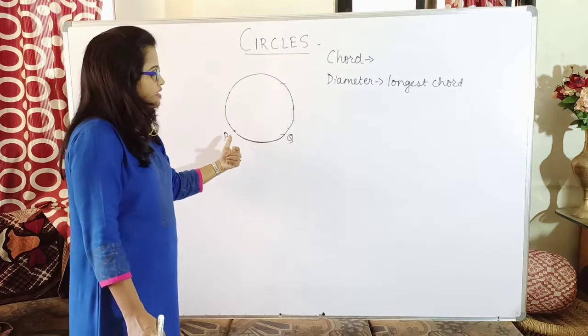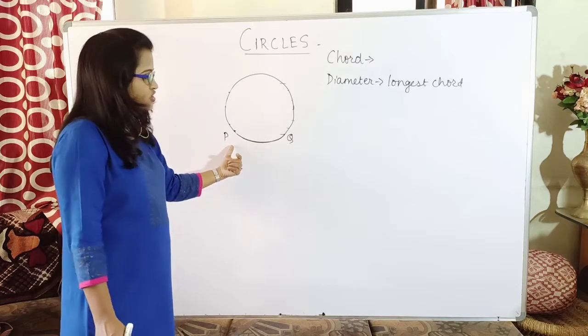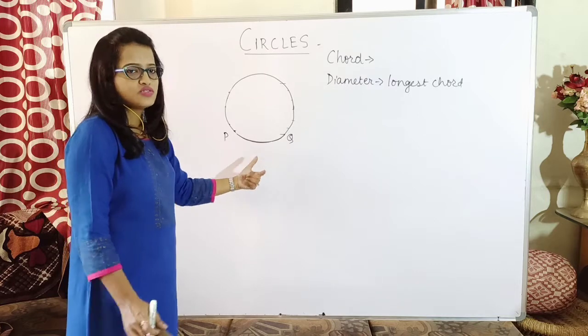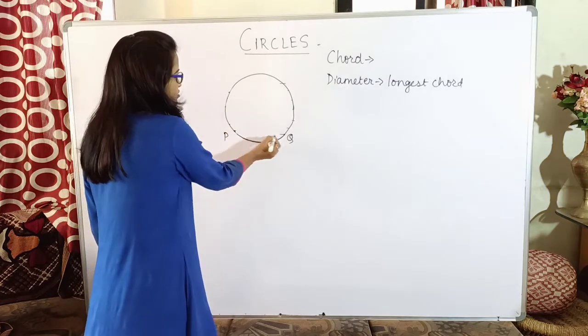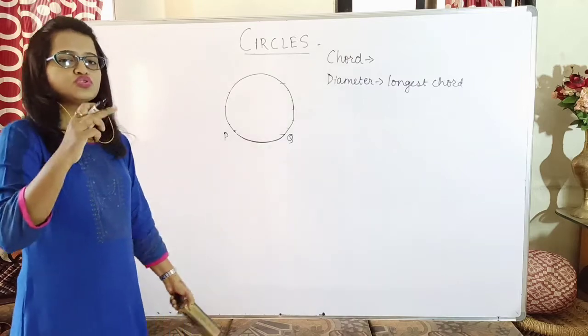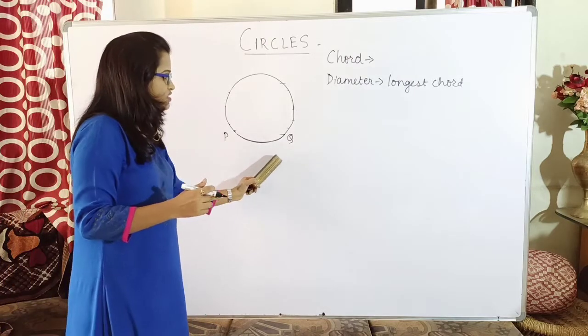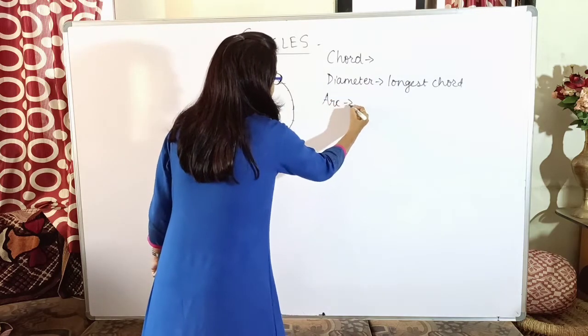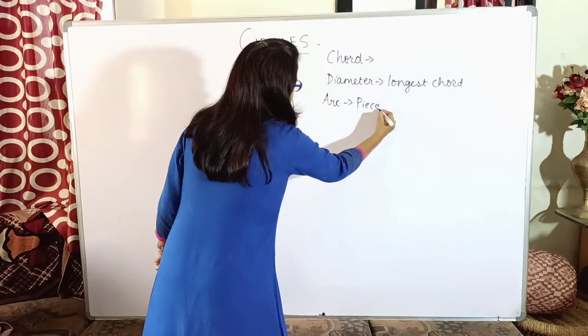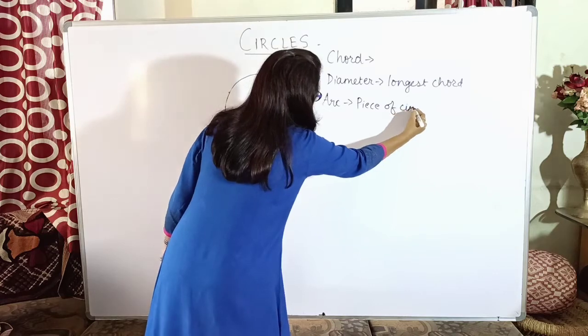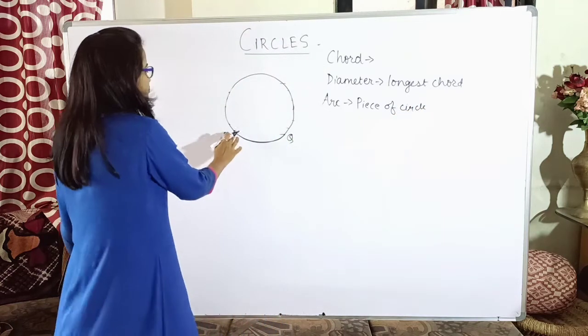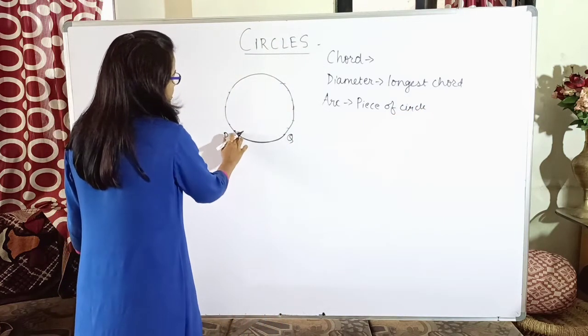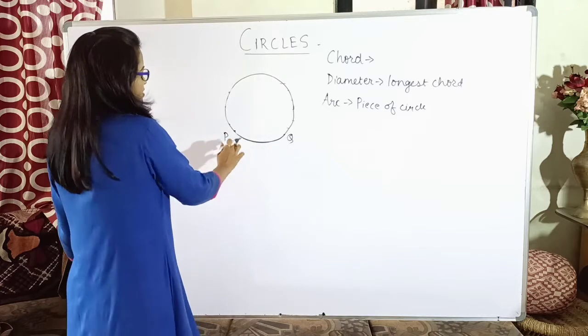That's why I've said a piece of circle which is between 2 points. So now I have to take 2 points somewhere, and between those points, whatever is the part of the circle, that is called the arc. Okay, so arc is a piece of circle, or you can call it as a part of circle also. Okay, now as you can see, PQ is an arc.